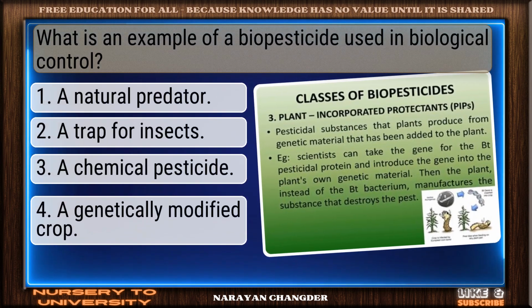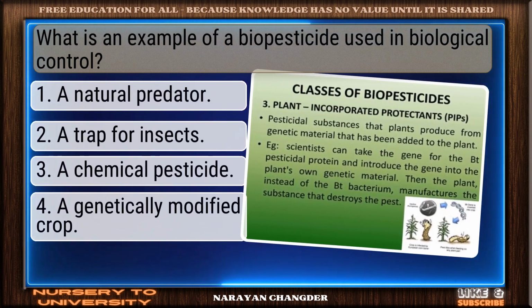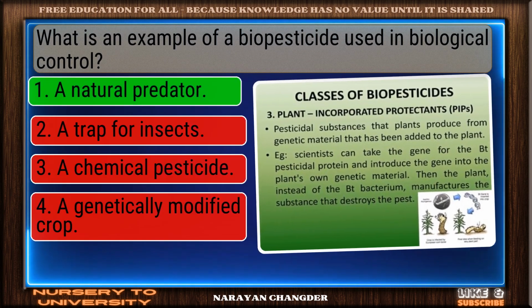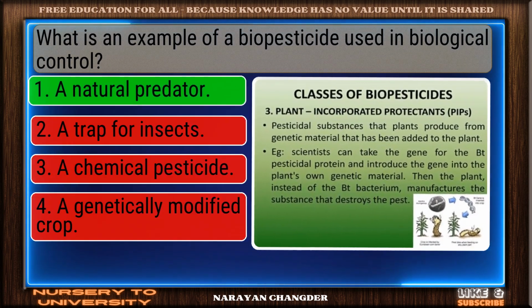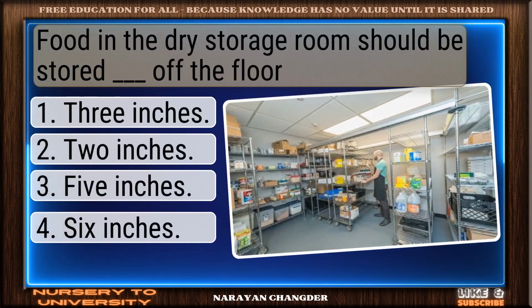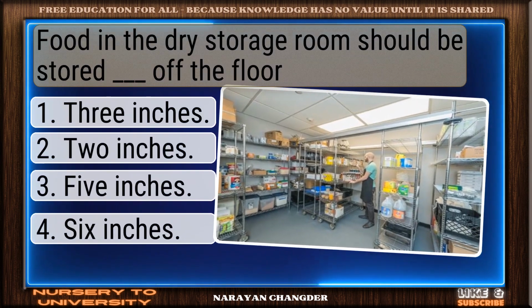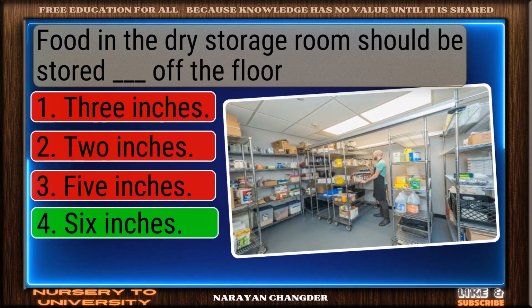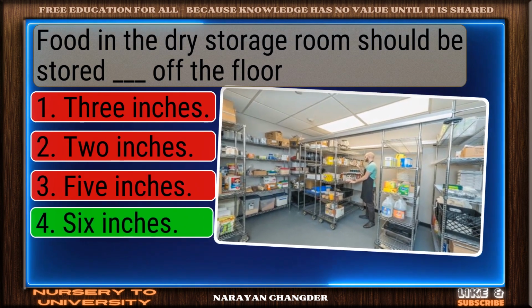What is an example of a biopesticide used in biological control? Nice selection. A natural predator is the correct and valid answer. Food in the dry storage room should be stored dash off the floor. You got it. Your choice, 6 inches, is right.